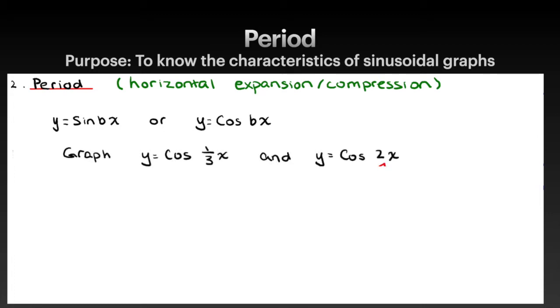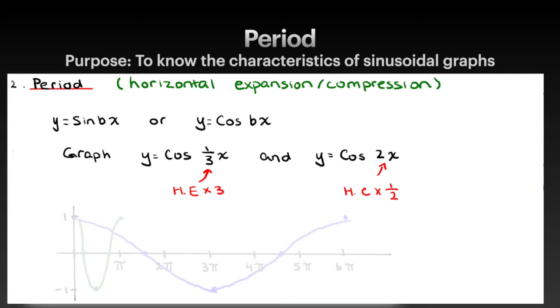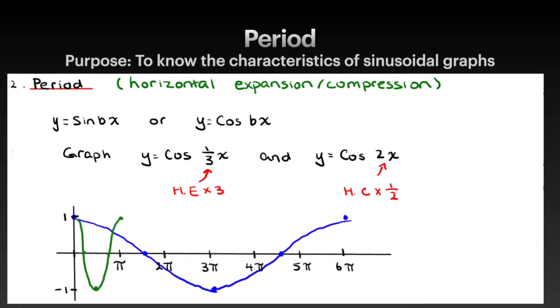If we wanted to graph cos 1 over 3x and cos 2x, notice here we have the same kind of thing with expansion and compression. If B is 1 over 3, that means I've got a horizontal expansion by 3. If B is 2, I've got a compression by 1 over 2. Exact same thing as what you've seen before. We can graph that. Notice, if I'm compressed, that's the green line there. It gets smaller. And with cos 1 over 3x, we're expanding.